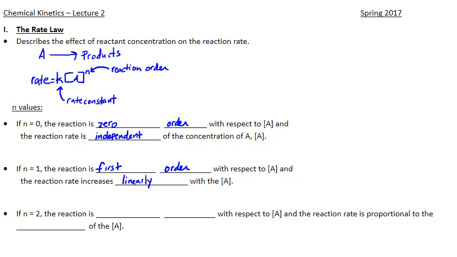Okay, and then the last example, if n is equal to 2, then the reaction is second order with respect to A. And the reaction rate is proportional not to the concentration of A, but to the square of the concentration. All right? So rate would be equal to the rate constant times A squared. So if I doubled the concentration of A and then squared it, my rate would increase by 4. It would quadruple there.